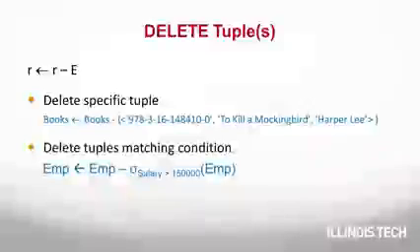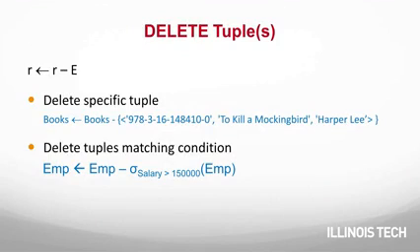So we may specify it by deleting a specific tuple. We might say, well, we want to remove To Kill a Mockingbird from the set of books in our relation. So books is reassigned to books minus the set containing that tuple representing the book To Kill a Mockingbird.